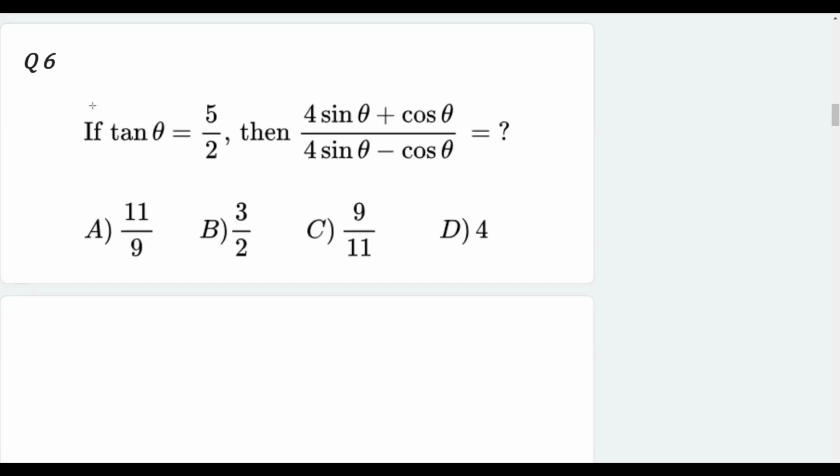In question number 6, which is from the chapter Introduction to Trigonometry, we are given that if tan theta is equal to 5 by 4, we have to get the values of this.